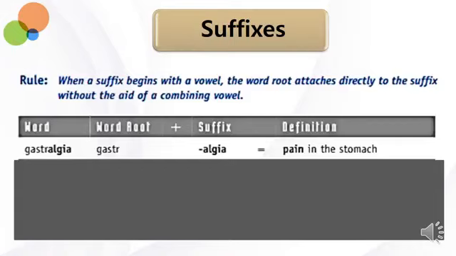Okay, for rule 1 and rule 2, it means that if the suffix starts with a consonant, I have to use a combining vowel. If the suffix starts with a vowel, there is no need to use a combining vowel.